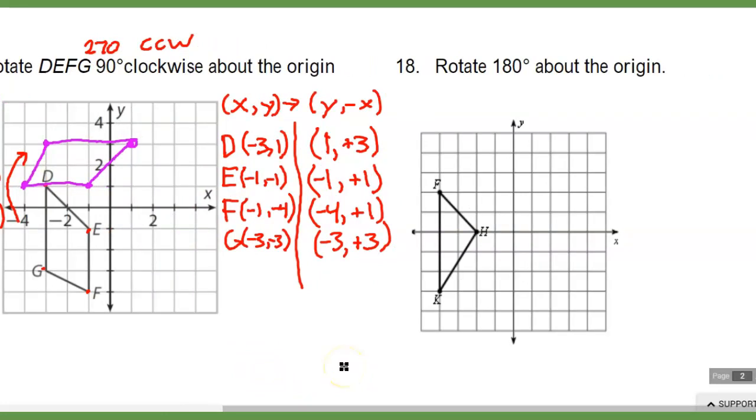Lastly, let's do a 180-degree rotation. Now, there is no clockwise or counterclockwise. It doesn't matter which way you go, if you rotate this way or this way. 180 is the same thing, either direction. So our transformation will be, according to our cheat sheet, x comma y will translate to the opposite of x and the opposite of y.